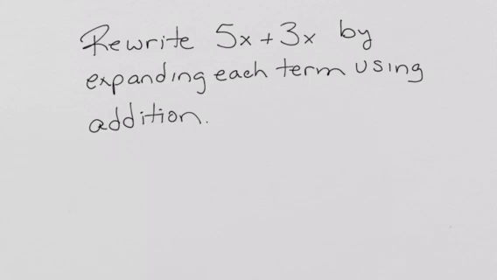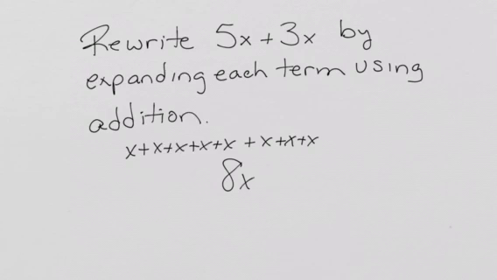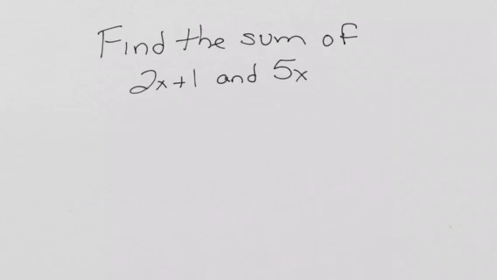So let's look at this next one. Rewrite 5x plus 3x by expanding each term using addition. What does that mean? Well, here's my 5x's. 1, 2, 3, 4, 5, plus my 3x's. And what I end up getting, I get 8x's. Pretty easy. I could have got 4x's plus 4x's if I wanted to, or maybe 1x plus 7x. But the best answer, 8x, because I just combined my 5x's with my 3x's.